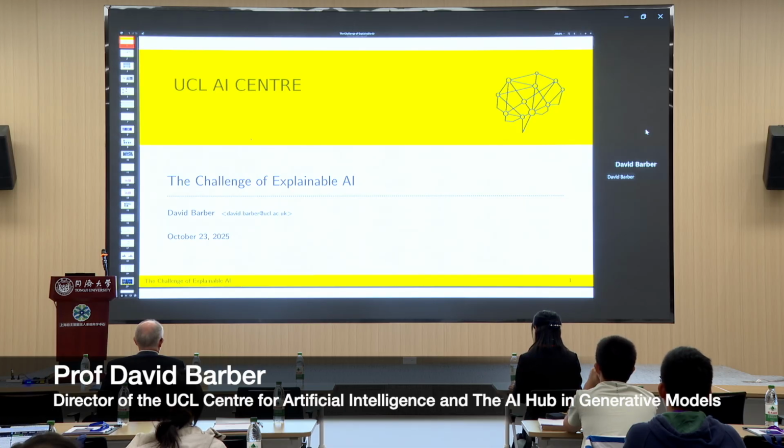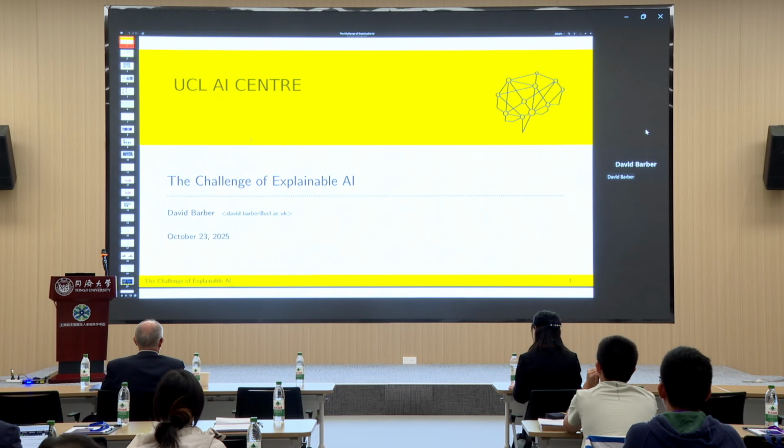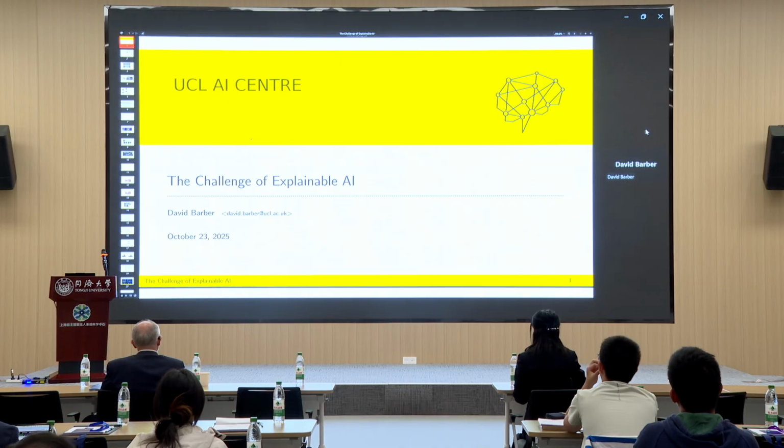So I wanted to talk a little bit about what I see as one of the central challenges that we still face in AI, which is how to explain the decisions that AI systems take. And I'm going to show you a particular example that I've been working on, which is in medical imaging, and show you really where we are and what still needs to be done.